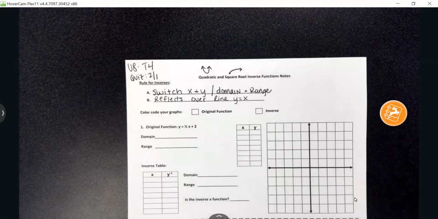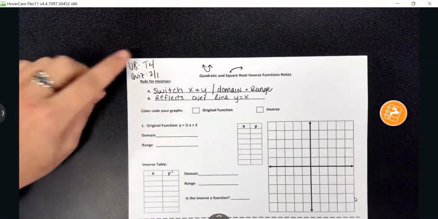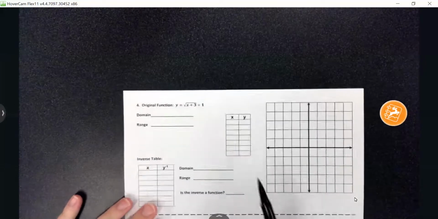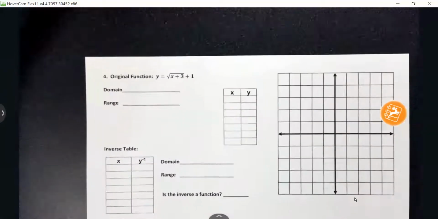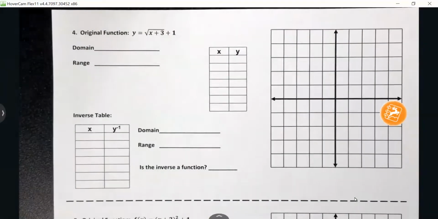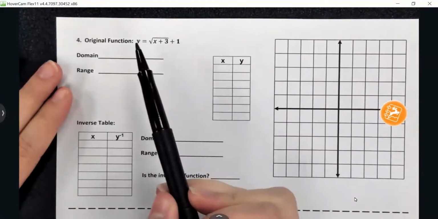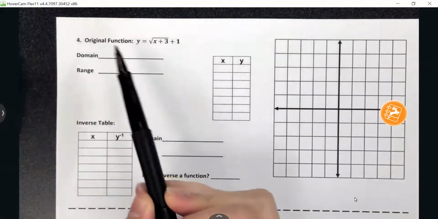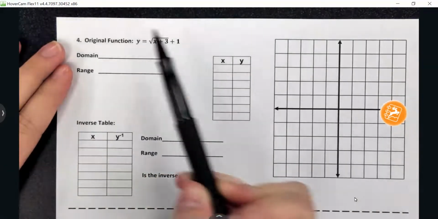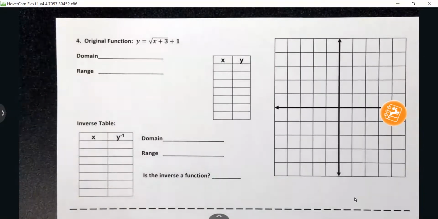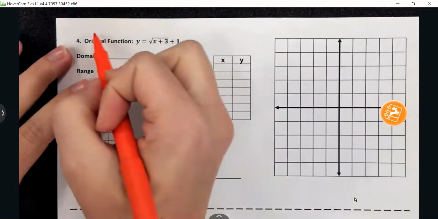All right, so we are not going to do numbers 1, 2, and 3. We're going to flip over to the second page and start on number 4. We're just going to jump on in there. So here's what I need to know. This original function is what type of graph? A square root.